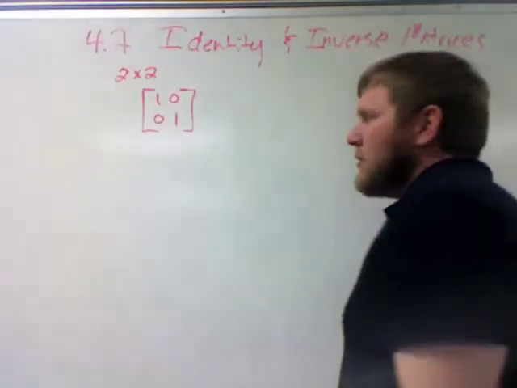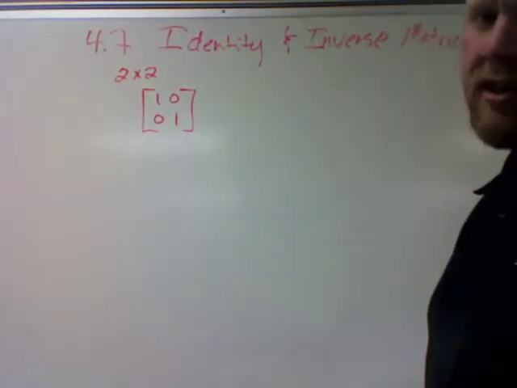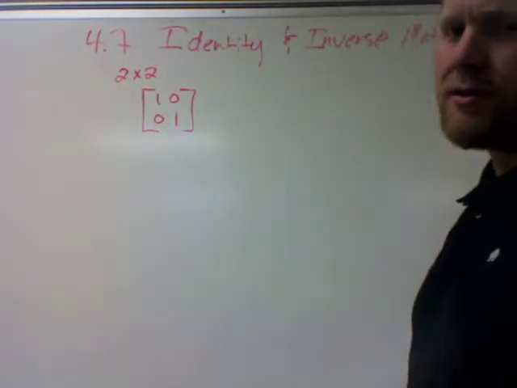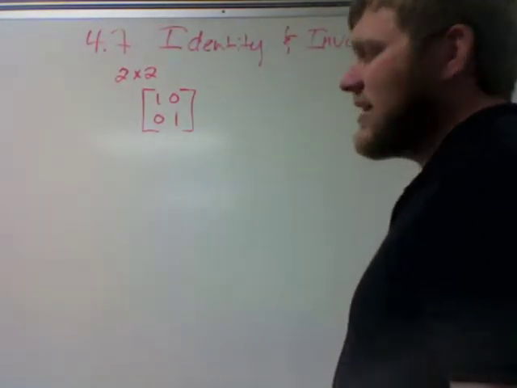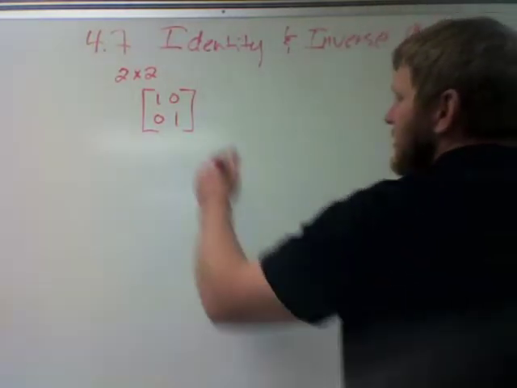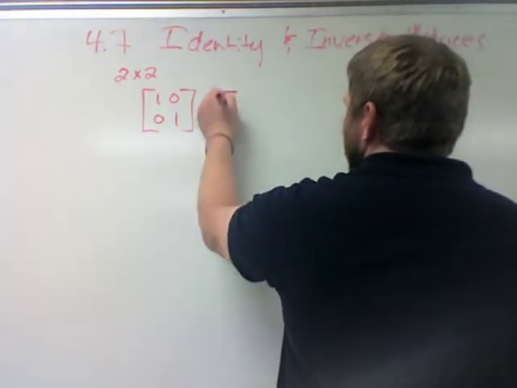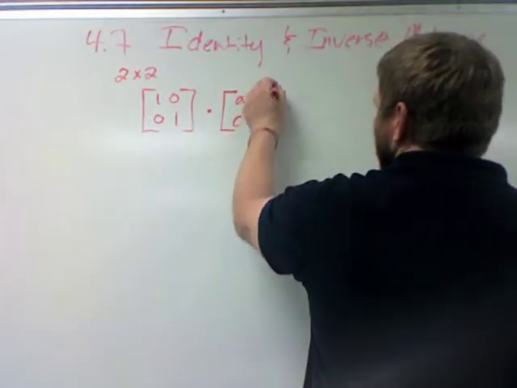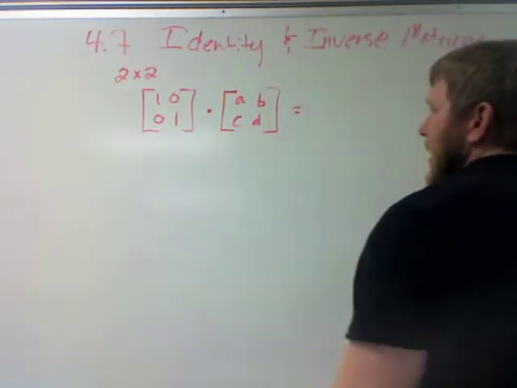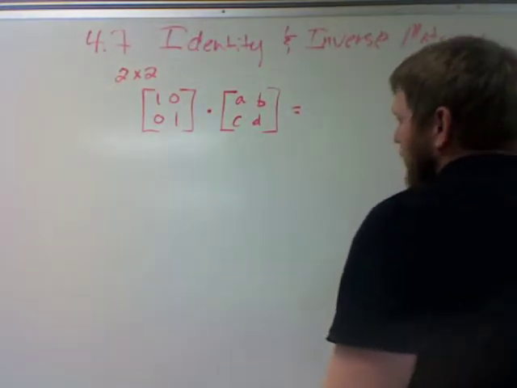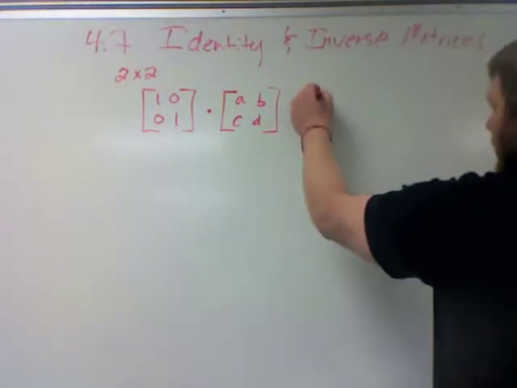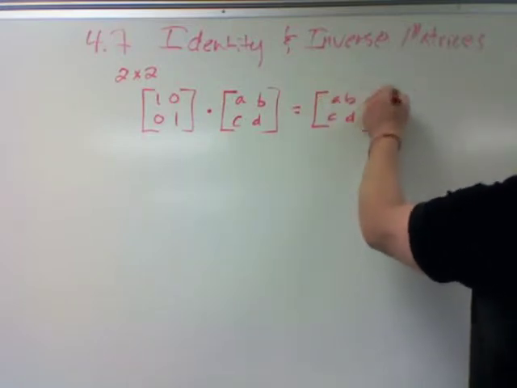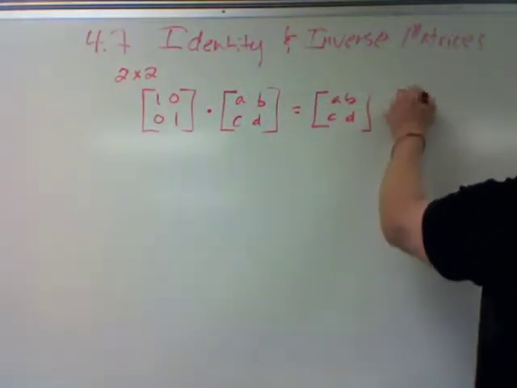And that kind of goes for all identity matrices, where down the diagonal you have 1s and the rest are zeros. Okay, so what does identity mean? Well, that means if I take this matrix and multiply it times any 2 by 2 matrix, I'm just going to get that matrix back. And so, it's either way. So that means it's commutative when you multiply it times the identity.